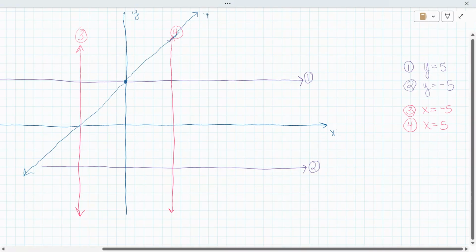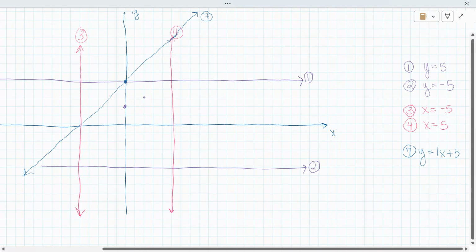So this is going to be line number 7. So for my equation number 7, I cross the y-axis at positive 5. I have a slope of 1. So this is the equation y equals 1x plus 5. I'm going to do another line. It's going to cross at 2. And this is going to have a slope of 1/2.